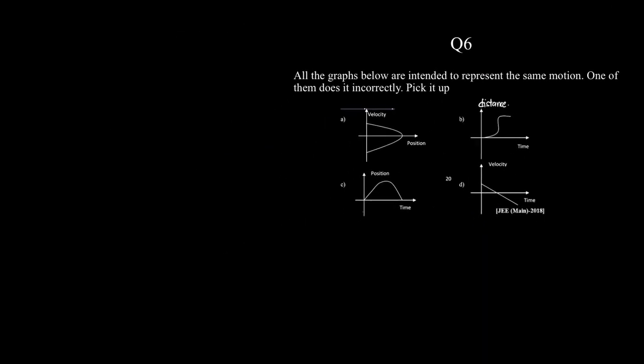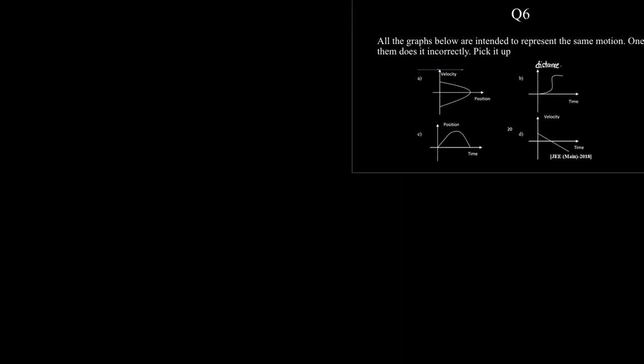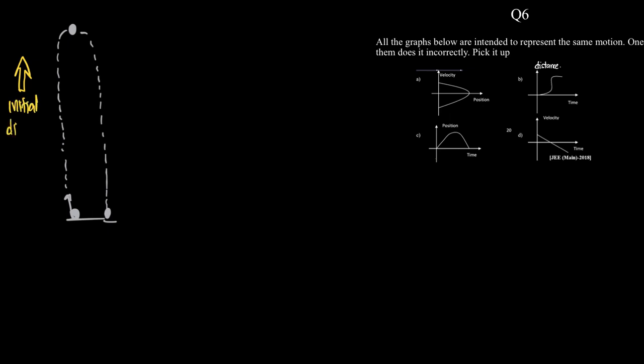So starting with option A. So first the diagram. So an object is projected. It comes to the topmost position, comes back and reaches the same position on the ground again. Now what we need to understand is this is the initial direction of motion, along the first half.